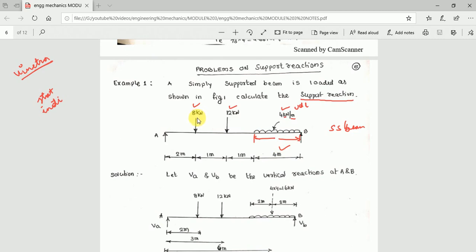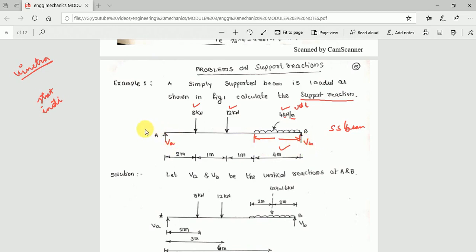This is a concentrated load acting at a distance of 2 meters from support A, and the 12 kilonewton load is acting 2 plus 1, that is 3 meters from support A, and the 4 kilonewton per meter UDL starts at 4 meters and ends at 8 meters. So the overall length of this beam is 8 meters: 2 plus 1 plus 1 plus 4. The span of the beam is 8 meters. The loads acting are 8 kilonewton, 12 kilonewton and 4 kilonewton per meter. They are asking you to find the support reactions, that is VA and VB.